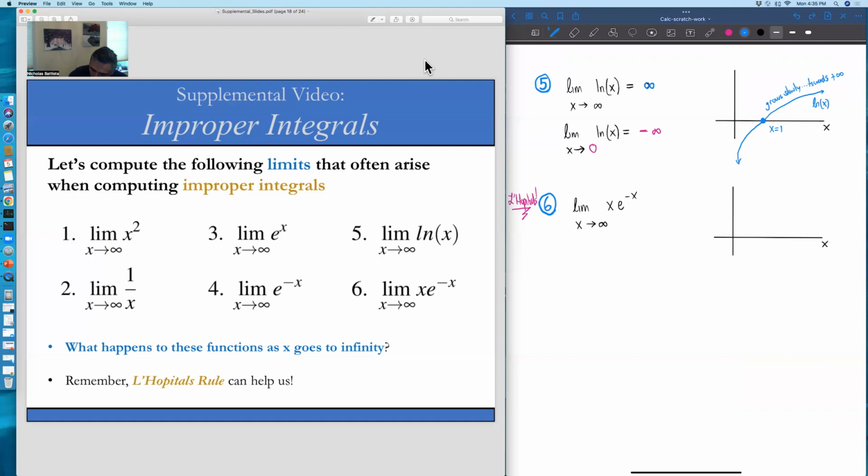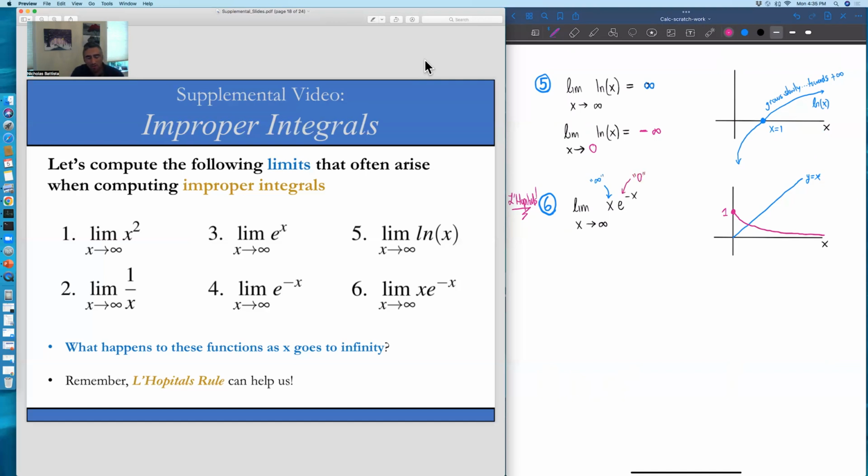So remember, if we're just plotting something like x, well, that's just a line. So as x goes to infinity, that x alone wants to go towards infinity. However, if we were to plot that decaying exponential, or e to the minus x, that function goes towards 0 asymptotically, or it approaches 0 as x goes to infinity.